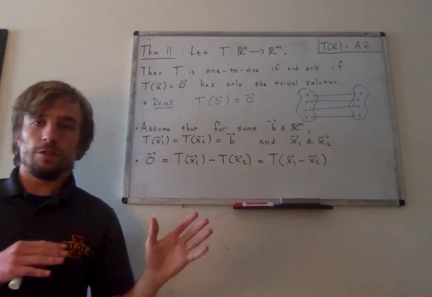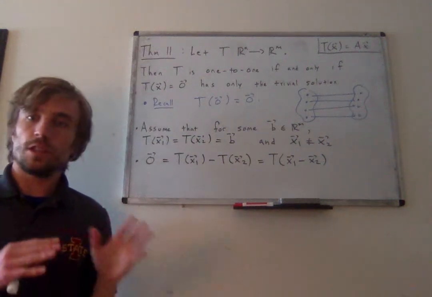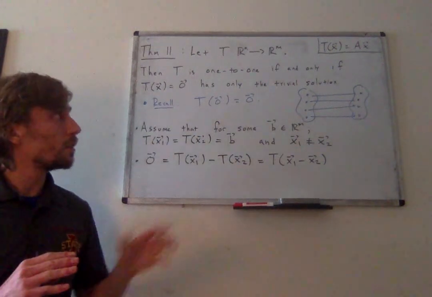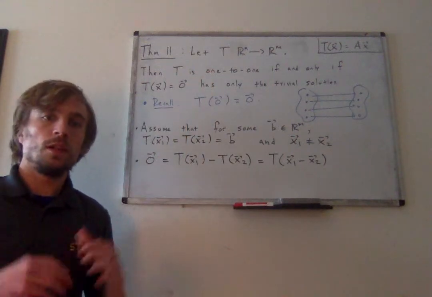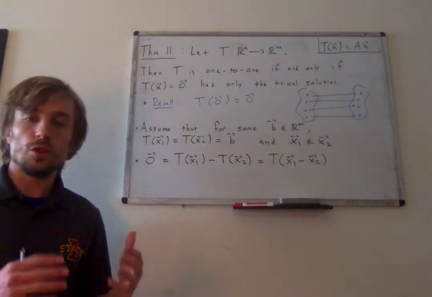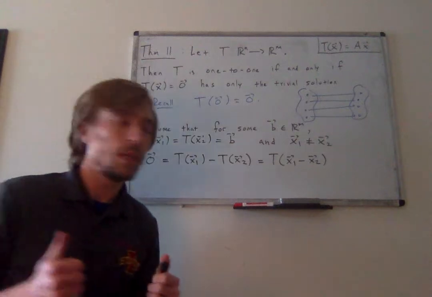All right, so moving out of the proof, how does this apply to us in terms of matrices? I'm going to leave this theorem on the board and talk about what we can deduce about the reduced row echelon form of a matrix now.